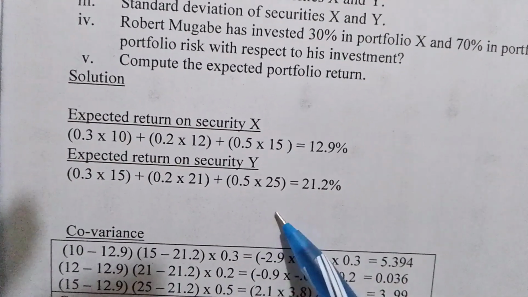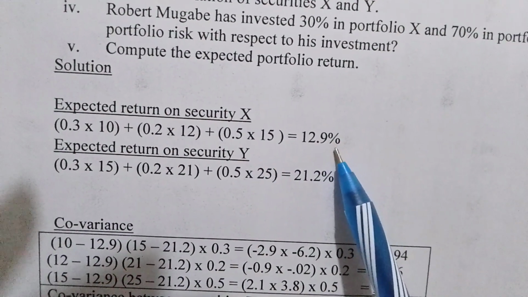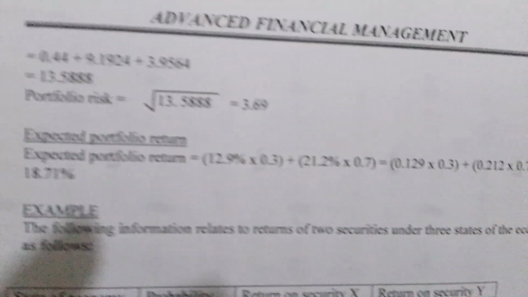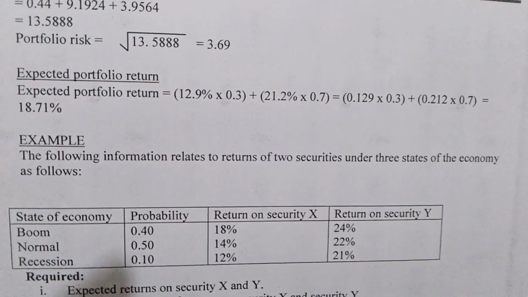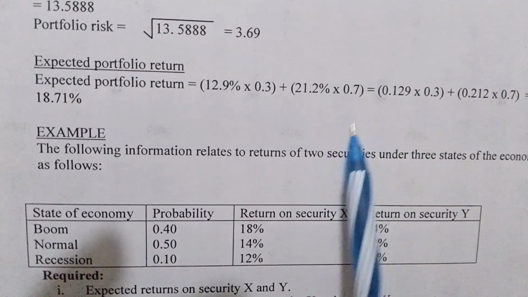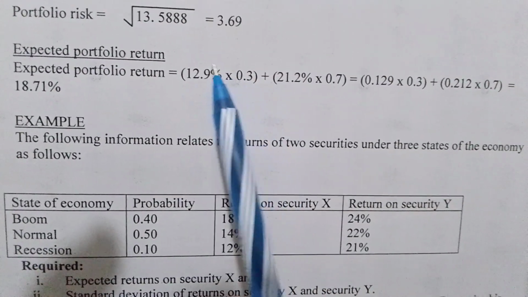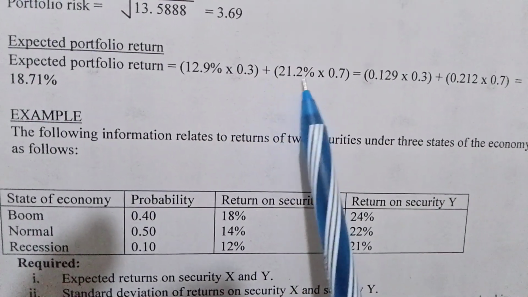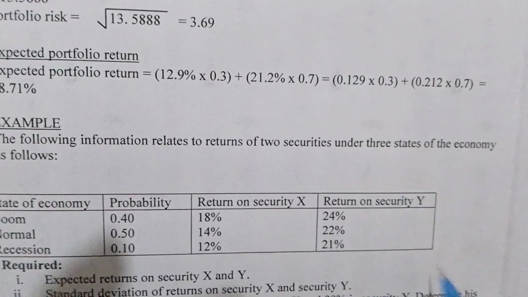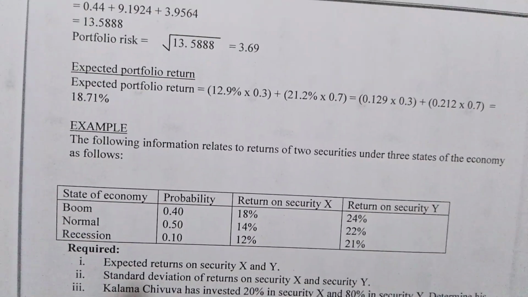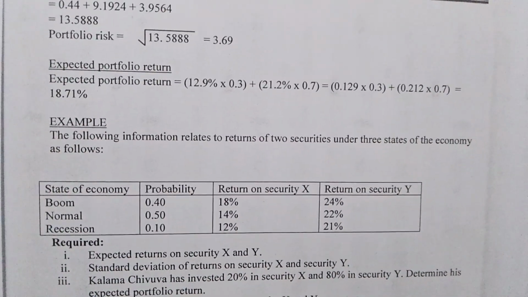That is what we started with. The expected return on security X is 12.9%, and for security Y, 21.2%. So you just need to multiply by the weights. We'll be taking 12.9% times 0.3, because he had invested that percent in X, plus 21.2% times 0.7, and we get 18.71. Right, that is that.